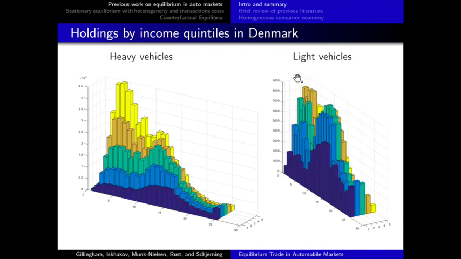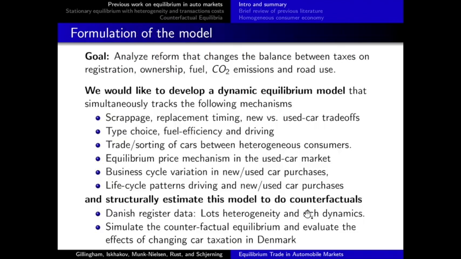And if you look at the type choice between heavy and light vehicles, you have the rich consumers mostly buying the heavy, big luxury cars, and then the middle-income people are buying the new small cars, and then they're selling them down the food chain to the people further down in the income distribution. I could continue to talk forever and display the data in all sorts of different ways, but these are some of the key facts that I wanted to show you.